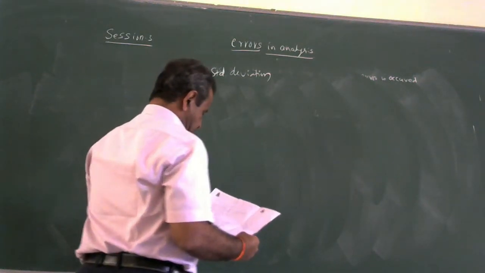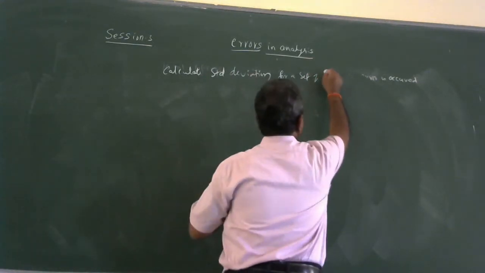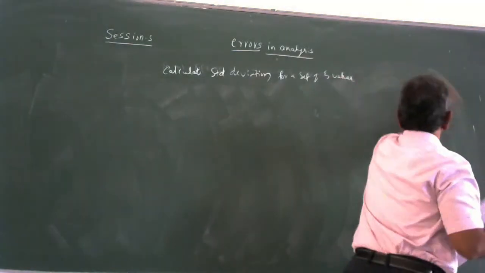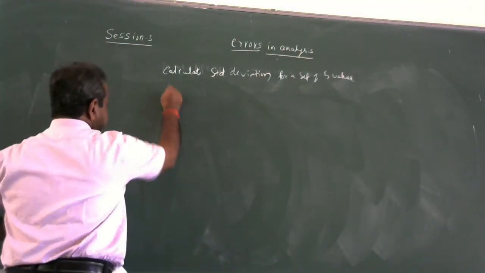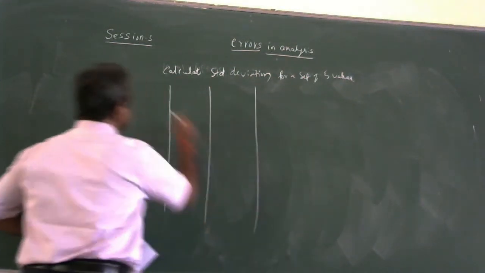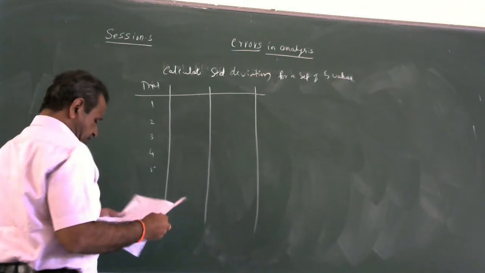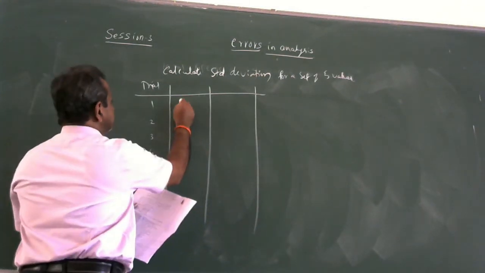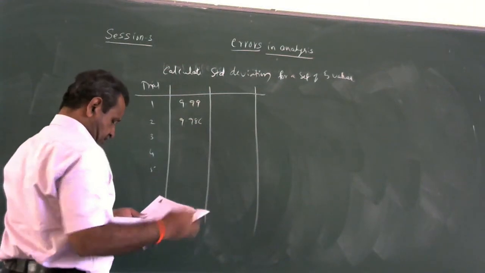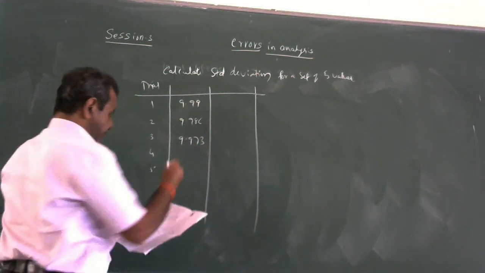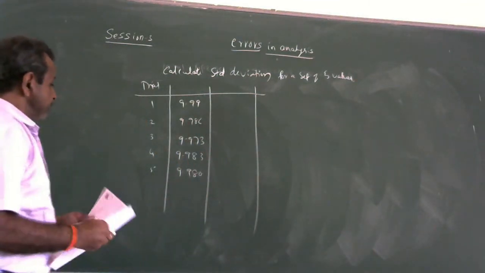Calculate standard deviation for a set of five values. So I will take one, two, three, four, five values. So it is 9.986, 9.973, 9.983, 9.9. They have given 5 values.